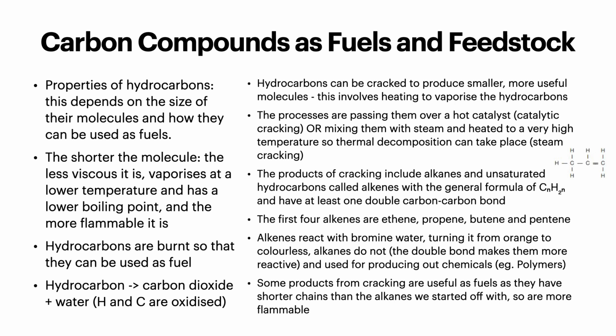Alkenes react with bromine water, turning it from orange to colourless. Alkanes do not. The double bond makes them more reactive and used for producing chemicals such as polymers. Some products from cracking are useful as fuels as they have shorter chains than the alkanes we started off with, so are more flammable.